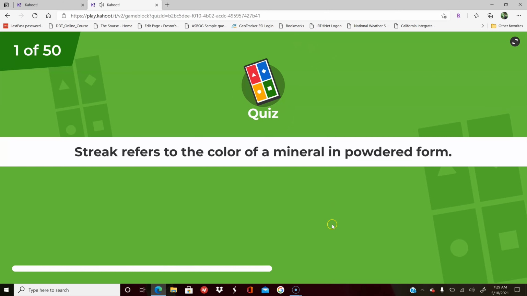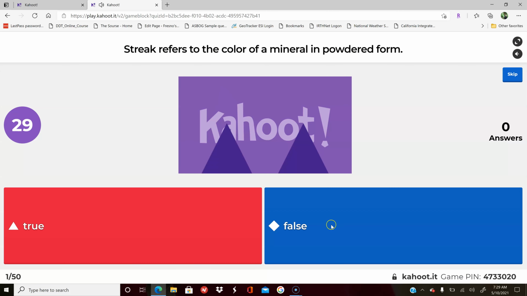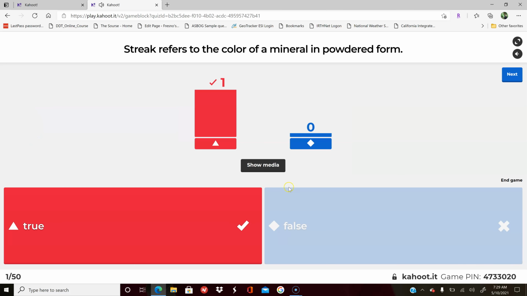All right, question 1. Streak refers to the color of a mineral in powder form. True or false? Okay, that would be true. So streak color is when you take the mineral and you scratch it across a porcelain plate. If you remember that from some of the lab videos, that color that is left behind, which is basically a powdered form of the mineral, is known as the streak.